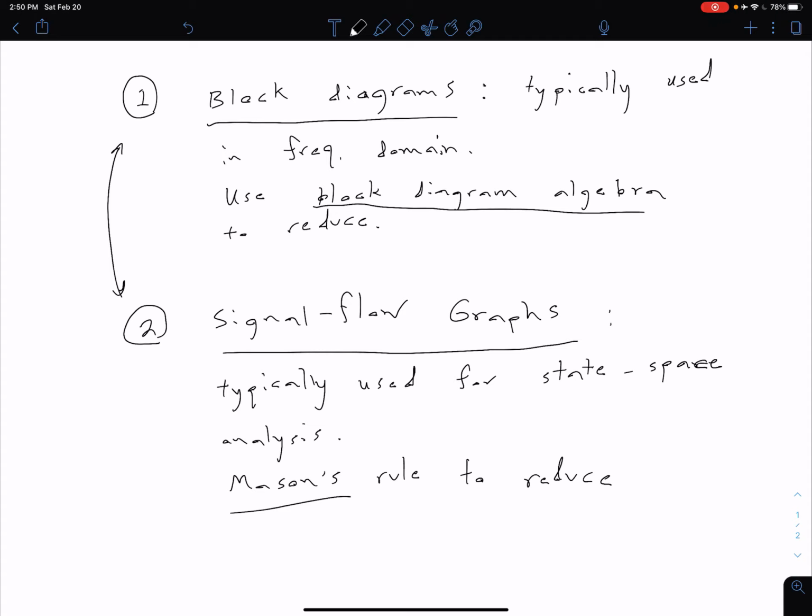Really, either of these methods work in both the frequency domain and state space. I've just mentioned here that typically block diagrams are used more in the frequency domain, whereas typically the signal flow graph is used with state space. And again, both of these methods can be used to analyze the system, or they can be helpful as we're designing a system.